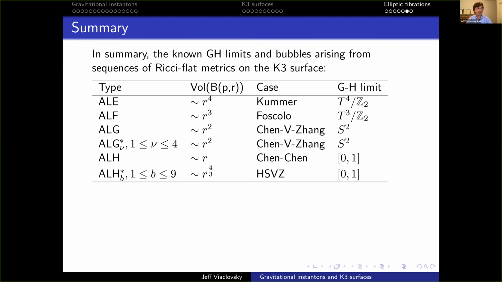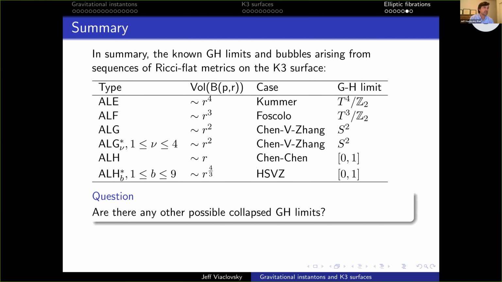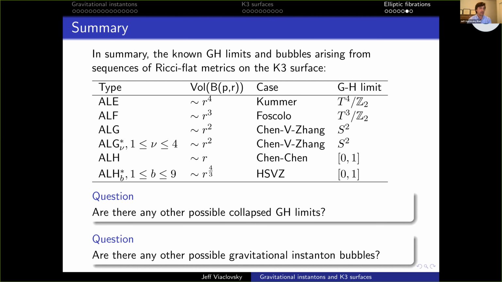Let me end here with a couple of questions. Are there any other possible collapsed Gromov-Hausdorff limits? T3 mod Z2, S2, or the interval. This is related to Odaka and Oshima's conjecture from the talk yesterday. They conjecture that these are all the possible limits. They've proved some cases, but it is as yet unknown in full generality.